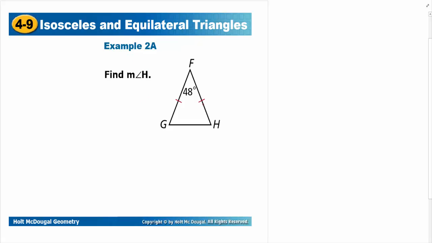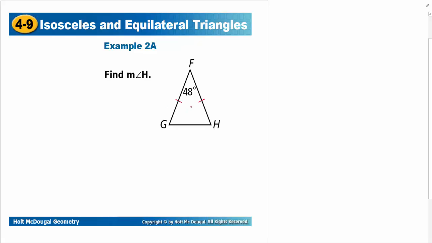Now we're just jumping into the angles of isosceles triangles. So example 2a, it says find the measure of angle h. Now these are the ones that students tend to mess up sometimes. I deal with this a lot in SAT as well, so this shows up on the SAT. But anyway, we're trying to find angle h.